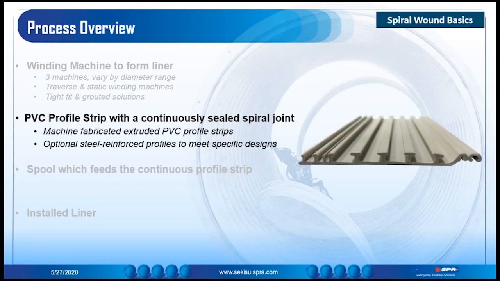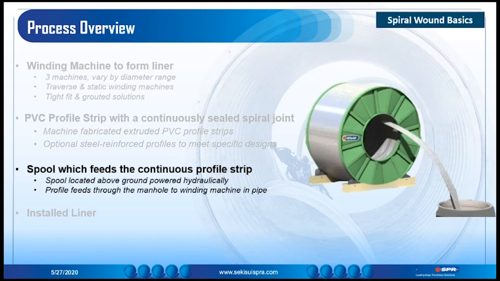The PVC profile strip that you see in the picture is manufactured so that upon installation, a continuously sealed spiral joint is formed. The machinery in our factory fabricates these strips and they are sent to our installers on spools for installation in the field. When the application for your project demands it, the profile strip can be reinforced with steel at the factory so that additional work does not have to be done in the field.